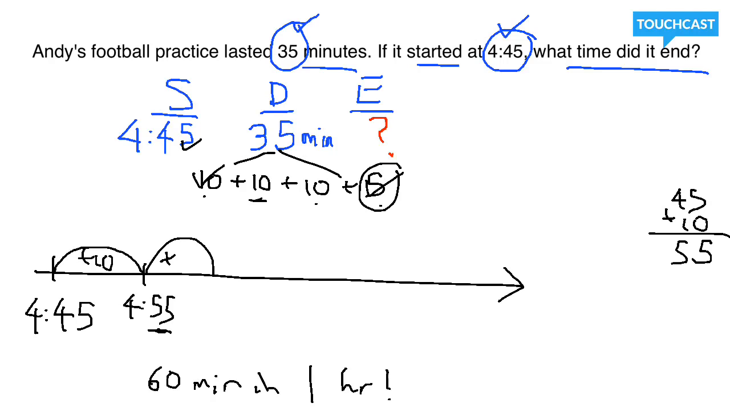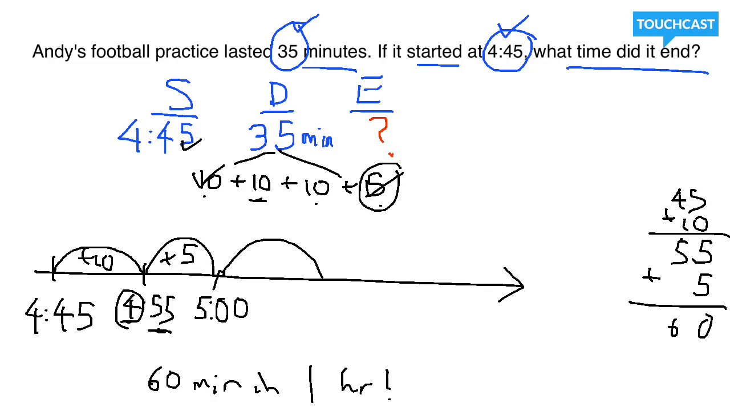Plus 5. And 55 plus 5 is 60. So I'm at the next hour. 4:55 plus 5 minutes is 5 o'clock. I changed the hour. The hour changes. 5 o'clock. Okay? So I can check that one off. So now I have 10 and 10 left. So let's add 10 plus 10.